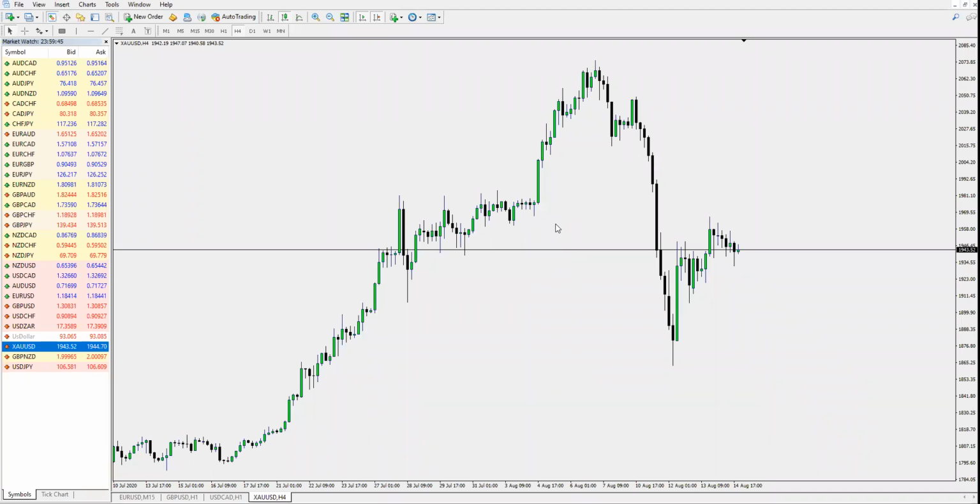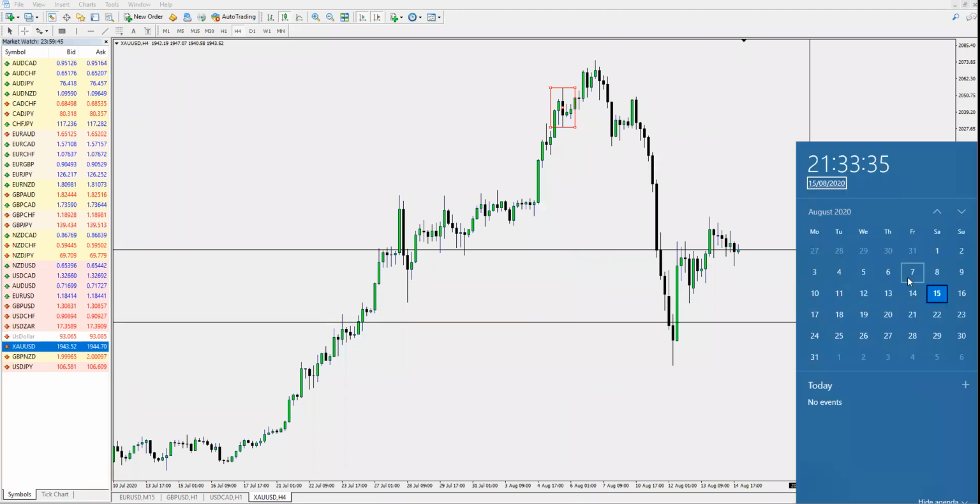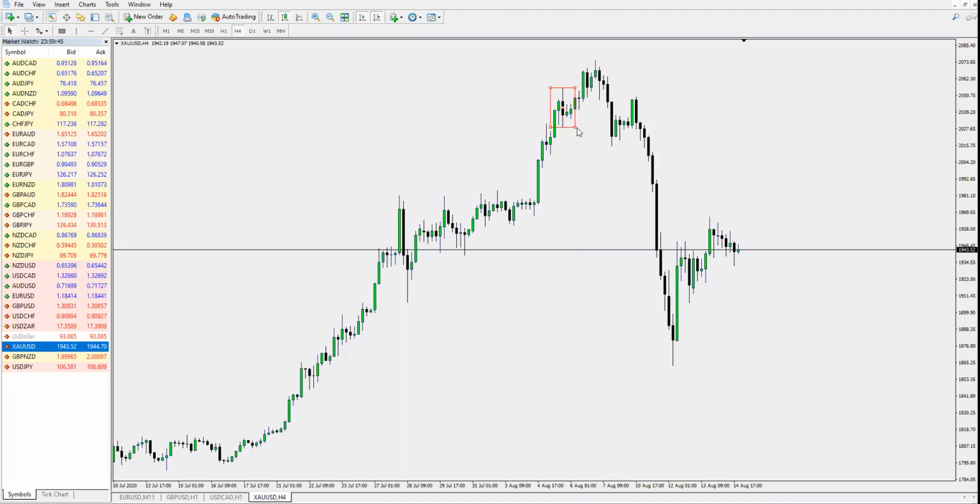Okay, so I think it was Saturday last week where I said that this 4-hour order block had been pierced through. If we look here, this was the 7th of August, which was a Friday. So this order block had been violated because this candle closed below that 4-hour order block.